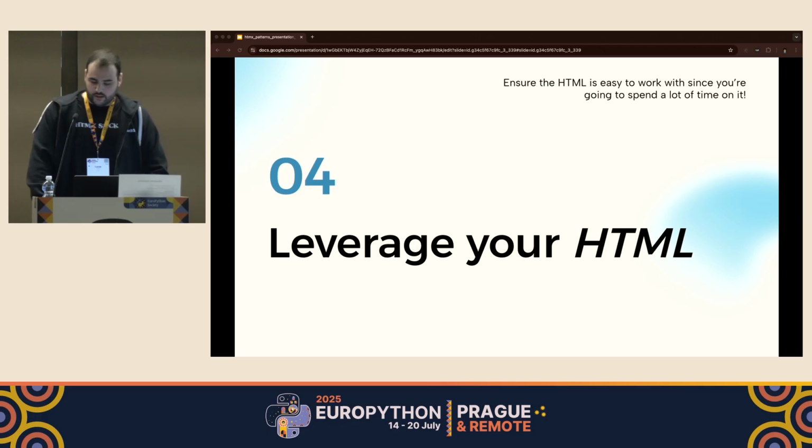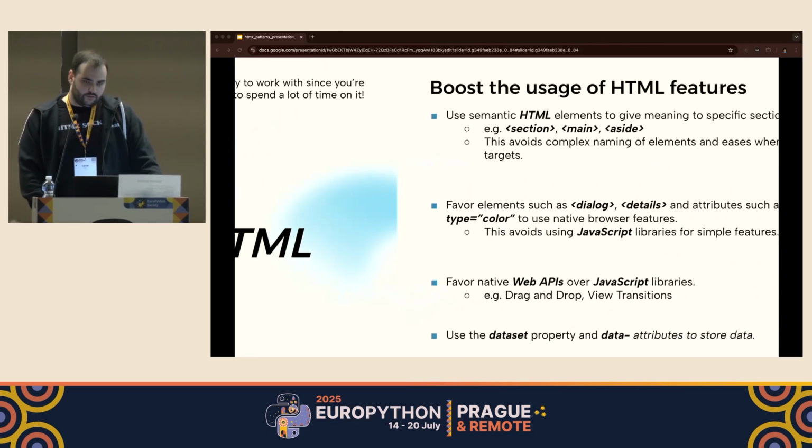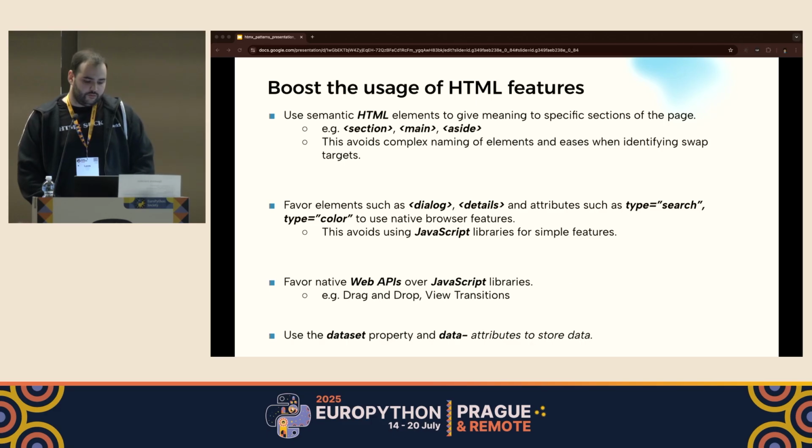Next is a chapter on how to improve HTML usage. So here we're trying to improve not only the templates, but also how you implement certain features. So first is the usage of semantic HTML tags. Section, main, aside. These are very useful because you don't need to add complex IDs and complex naming. You can just target those specific parts of your UI, which are common.